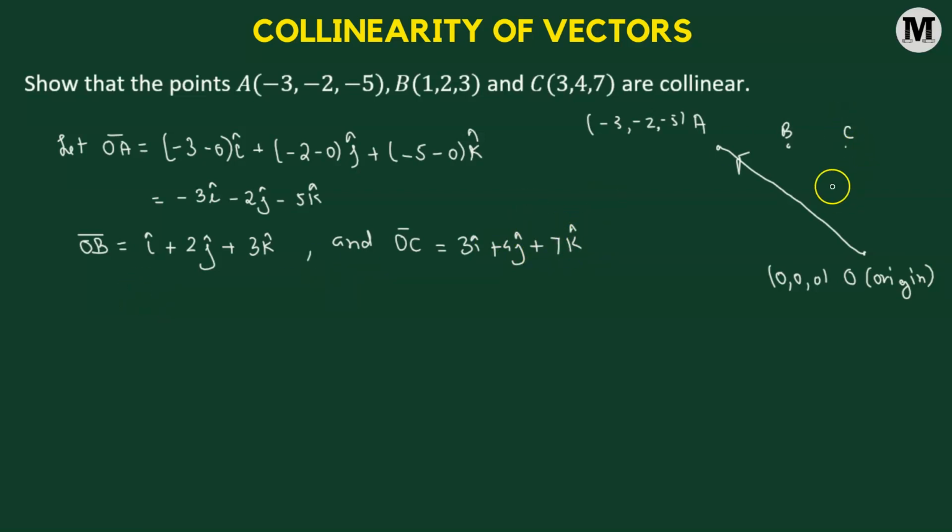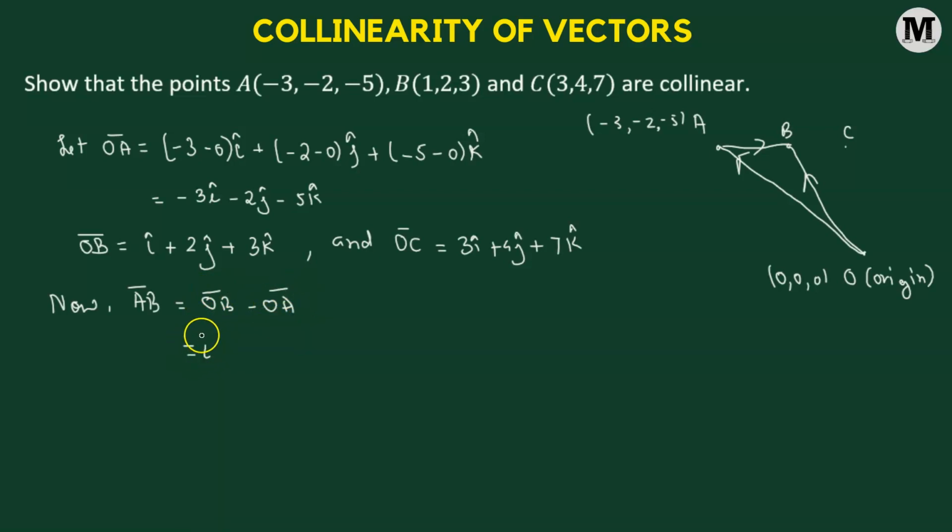Fine. Now what we'll do? We will find out the vector AB. So that means we need the vector OB for this. So the AB vector is defined as OB vector minus OA vector. That's the definition. So let's substitute the value of OB.